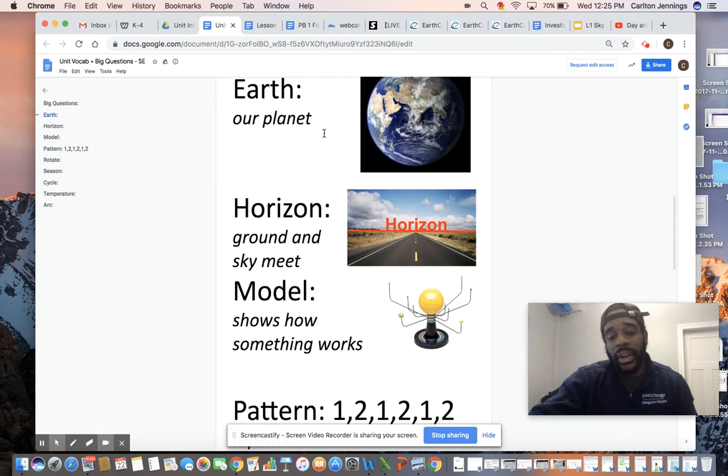Model. Everybody say model. Models show how something works. Just like on our last lesson when we made the model of how the sun moves across the sky, and we had our model light pole and saw how the shadows moved around. This was a model. It showed how something works. It wasn't actually the sun, and it wasn't actually a street light, but it was a model of the sun and a model of a street light, and we were able to use that to get a representation of how the sun moves across the sky in an arc-like way.